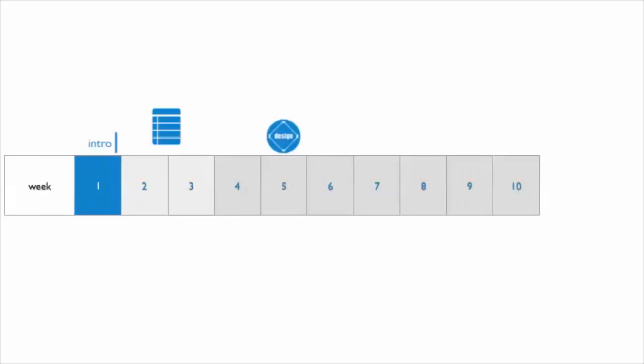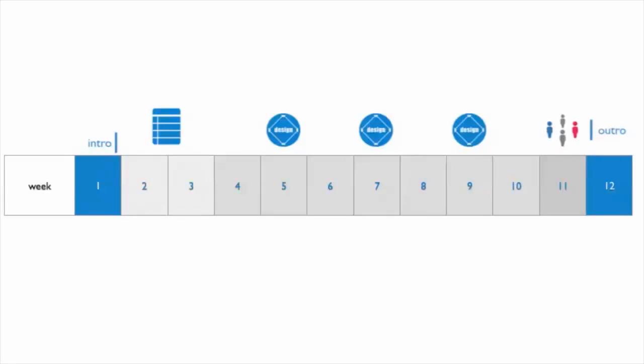The intro and outro phase occurs in the first and last week of the course. The planning phase occurs in the second and third week of the course. The design phase will occur between weeks 4 and 10 and is the largest portion of the course. And then we have the sharing and reflection phase, which occurs in week 11.